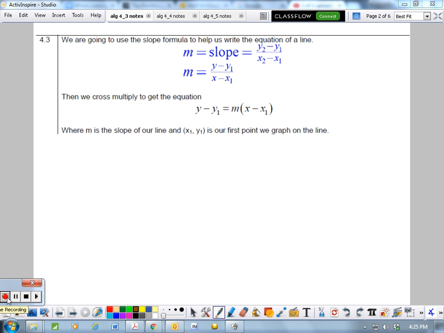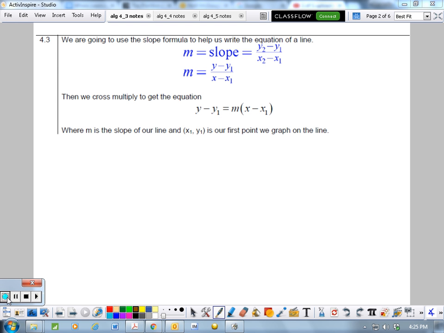Okay, now that we've spent a couple days working on the slope formula, we're going to use the slope formula to help us write an equation of a line. And what we're going to practice right at this point is using that equation to help us graph these lines and make it a little bit easier than doing those tables.